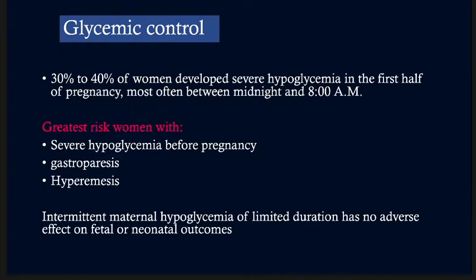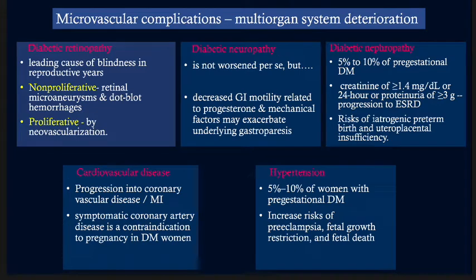So this is just a summary of other organ systems and how diabetic disease may worsen or change due to pregnancy itself. You can go through these slides at home. I just want to point out that any pregnant patient might have diabetic nephropathy, so we have to keep an eye on renal function tests every trimester at least. We have to think about hypertension and the risk of preeclampsia, fetal growth restriction, and fetal death.